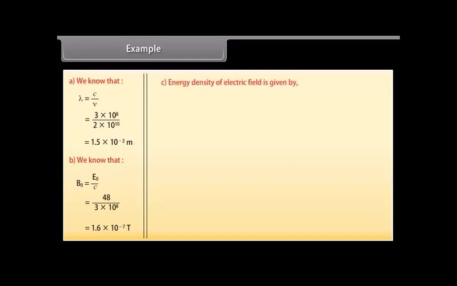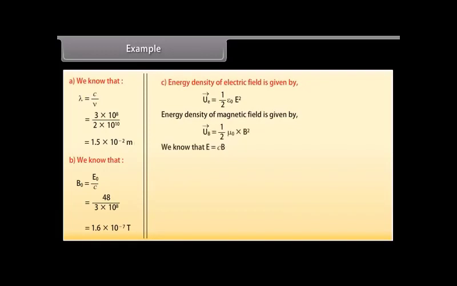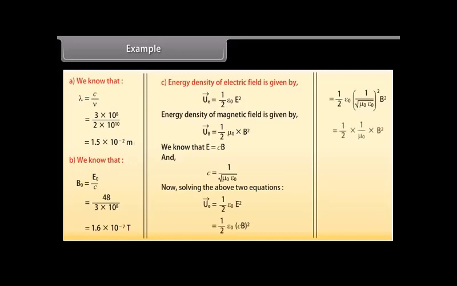Energy density of the electric field is given by half ε0 E squared. Energy density of the magnetic field is given by half B squared upon μ0. We know that E is equal to cB and c is equal to 1/√(μ0 ε0). On solving the above two equations, we get the average energy density of the electric field equals the average energy density of the magnetic field.